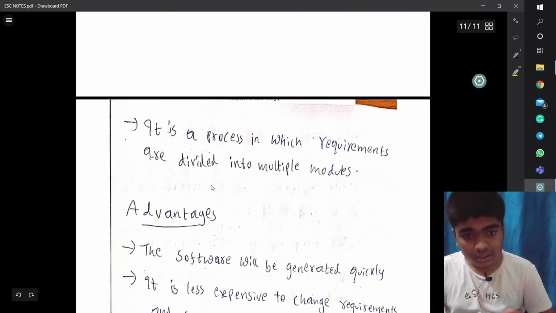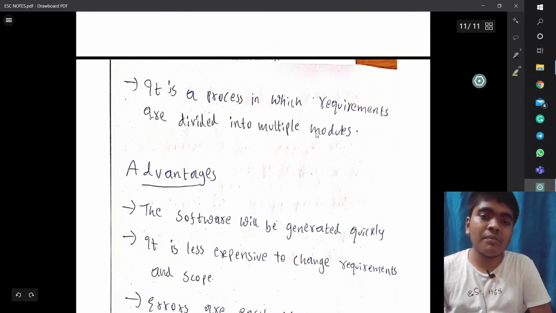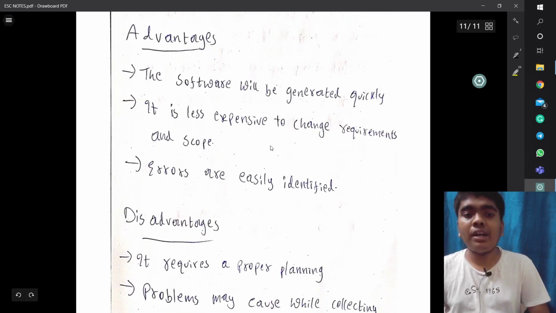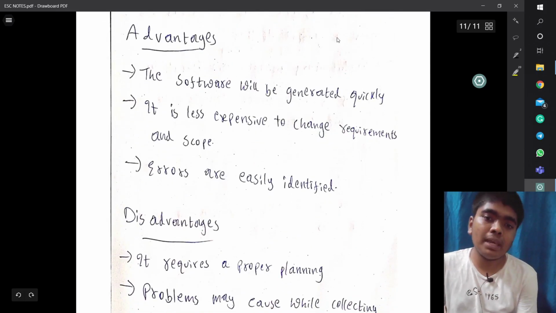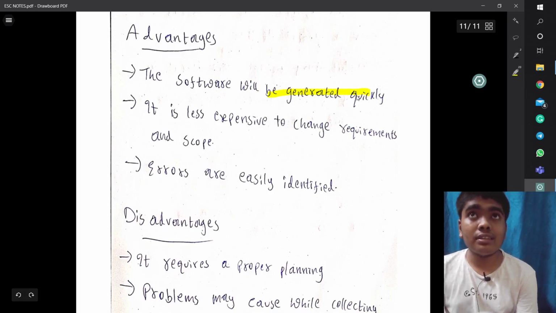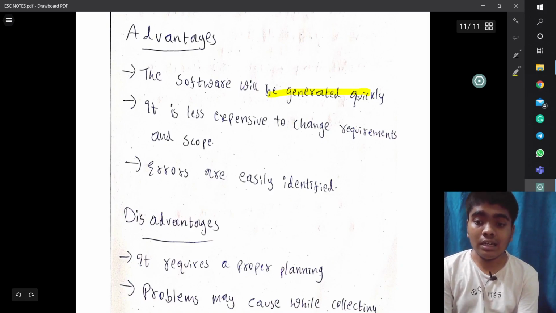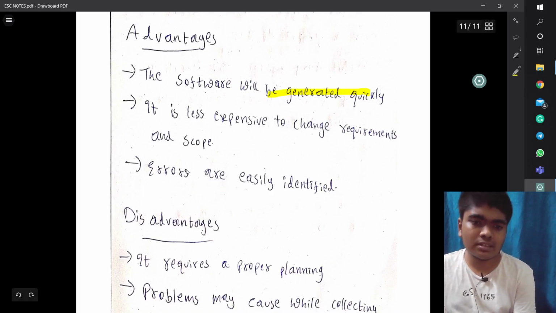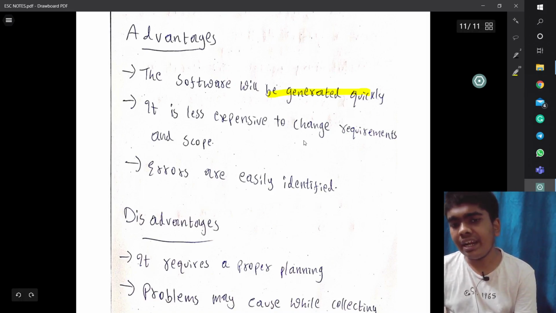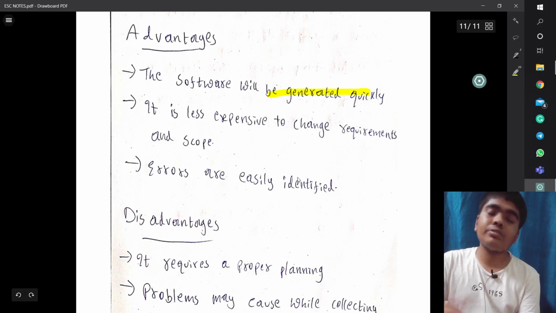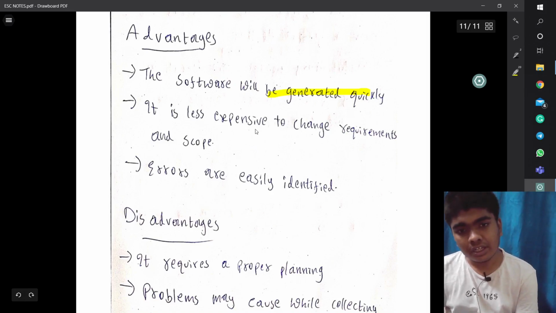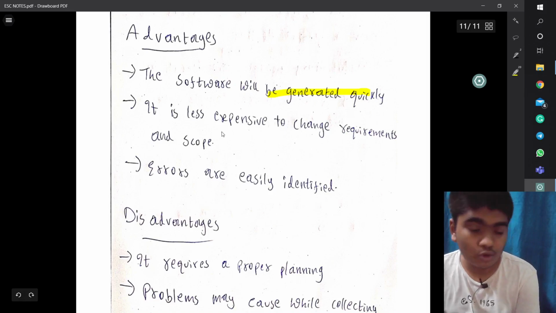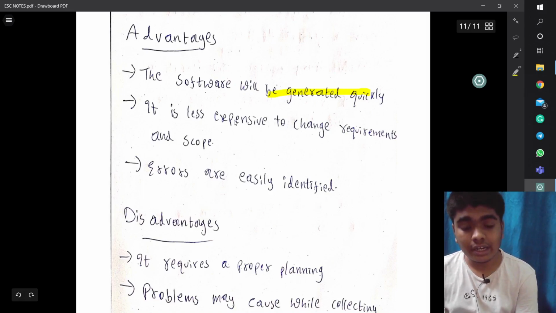The next point is that it is a process in which requirements are divided into multiple modules. The advantages are that the software will be generated quickly, because the things are getting split up. It is less expensive to change requirements and scope. Errors are easily identified because each stage will have a recap again. Let us not get deep into this point.